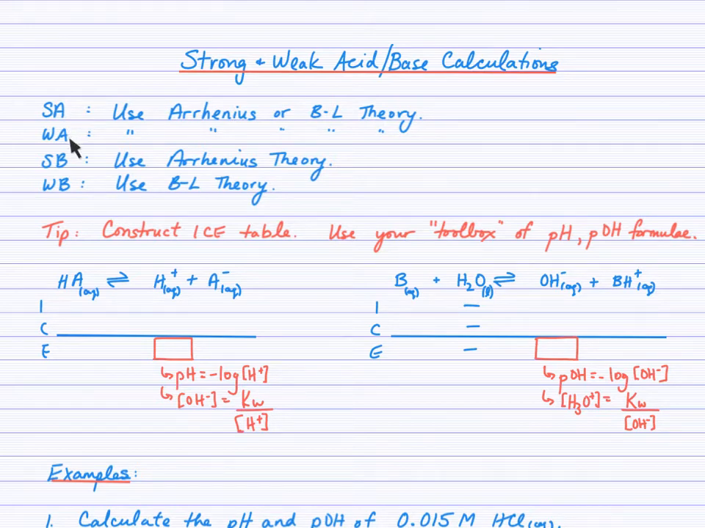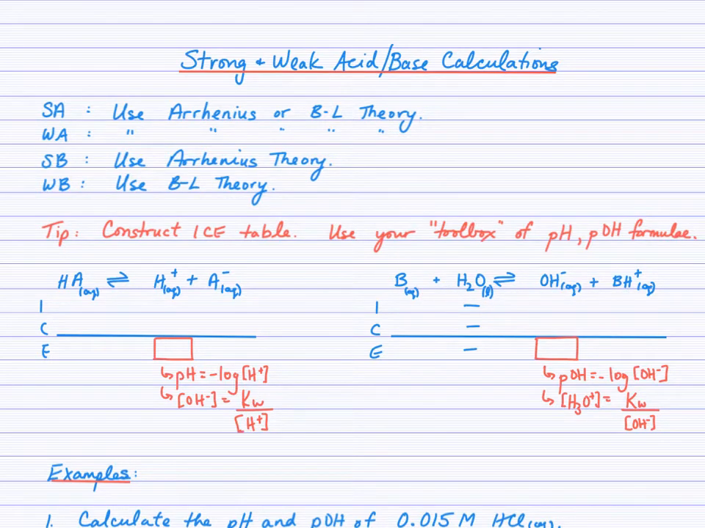For strong or weak acids, you really can use either Arrhenius or Bronsted-Lowry. It doesn't matter, so just pick one. Here I chose Arrhenius just to give an example with that. For strong bases, you should definitely use Arrhenius theory, and for weak bases, definitely use Bronsted-Lowry theory. So here I'm showing the Bronsted-Lowry theory for a base.